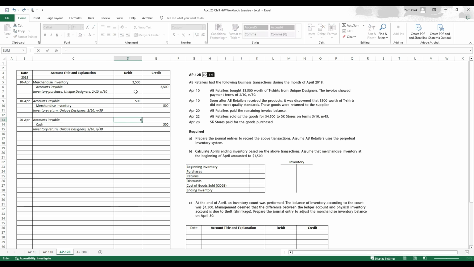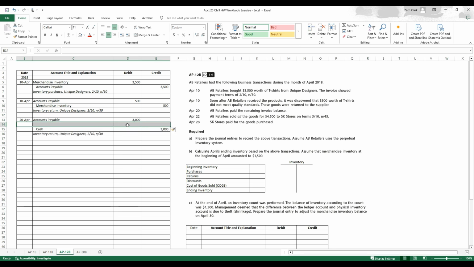The one little trick on these to keep in mind is that we originally had the first increase of payables of $3,500, but then it's decreased by the return that we had. So we only owed them $3,000 because we sent some of it back. So we have a $3,000 payment. Oh, and you know what? One thing I failed to do here. Let me add a space.